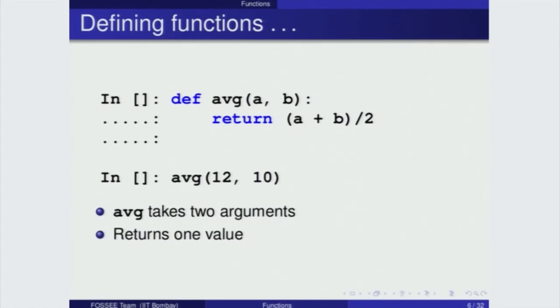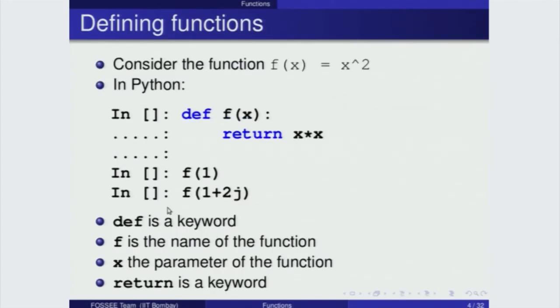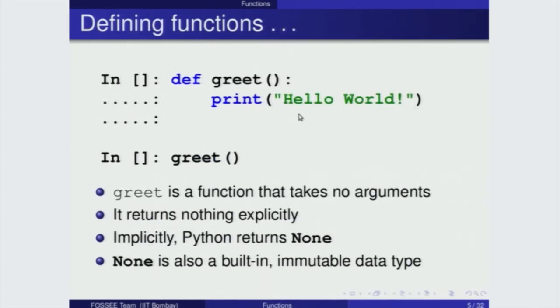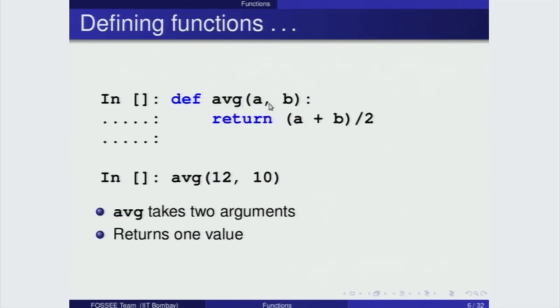So let us move on. We have seen three examples so far. The first takes a single argument and returns a single value. The second takes no arguments and returns nothing. The third takes two arguments and returns something. Alright.